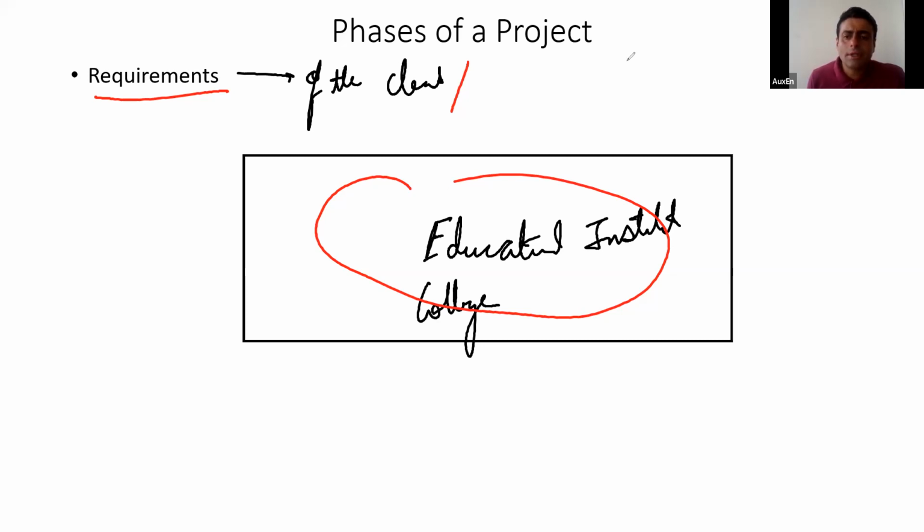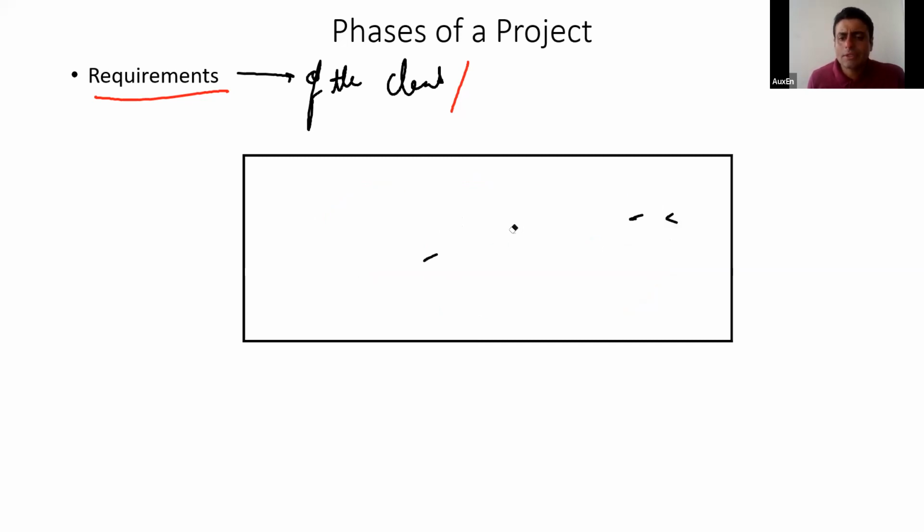Or midway, your client may think that I think this G+4 is not a good idea. Let's have another floor added to it. So these types of things, why do they happen? Because the requirements are not properly frozen before starting with the architectural planning.